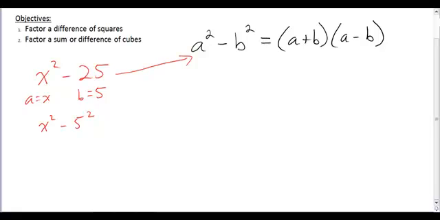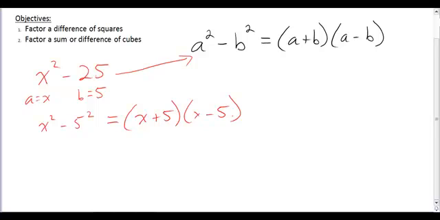Now, you don't have to. That's an unnecessary step. But as long as you recognize that 25 is 5 squared, you're going to be in good shape. So factoring this is a breeze. It's just x plus 5 times x minus 5. And you can check that for yourself to see that that is true.